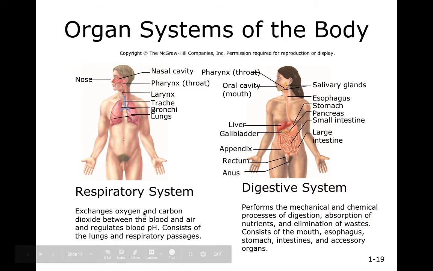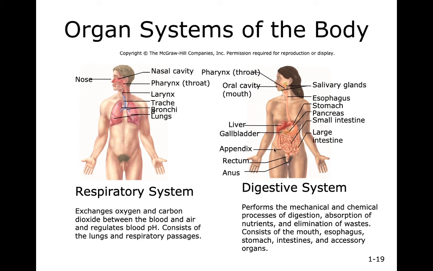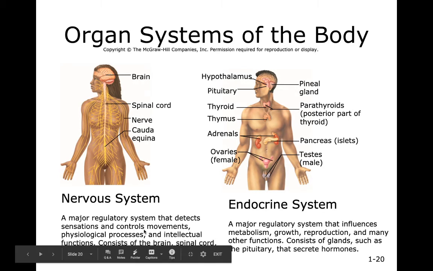In addition to exchanging carbon dioxide and oxygen, it helps to regulate our blood pH. Our digestive system, again, liver, gallbladder, intestines, things like that. In addition to helping us to digest food and absorbing it, it is going to be helping us get rid of waste. Our nervous system, including our brain and spinal cord, is going to not only give you your personality, make you who you are, it also regulates your body's physiological processes, and it helps you to interact with your environment and move as well.